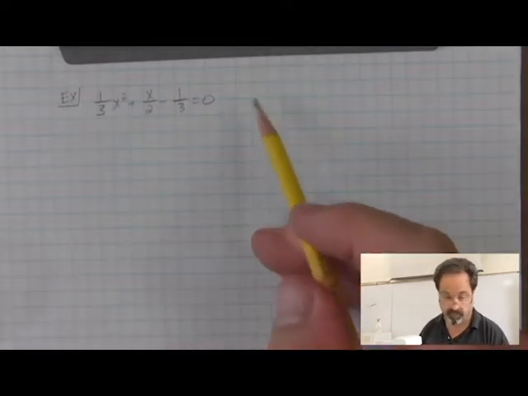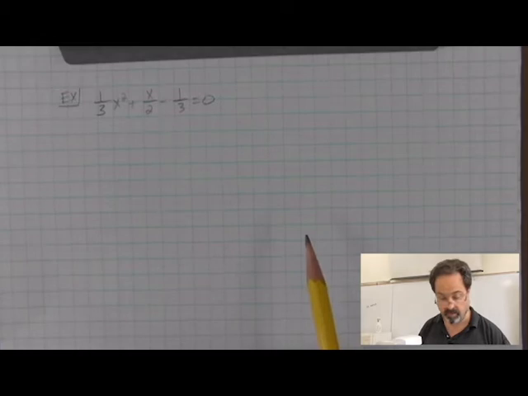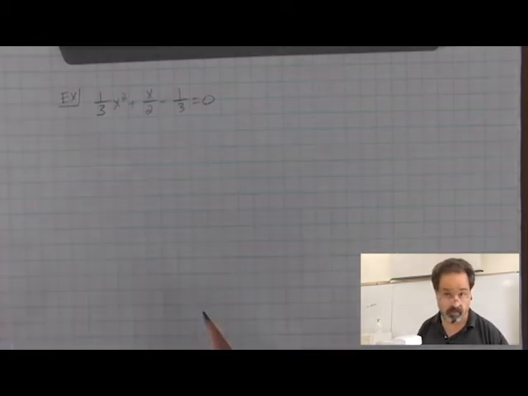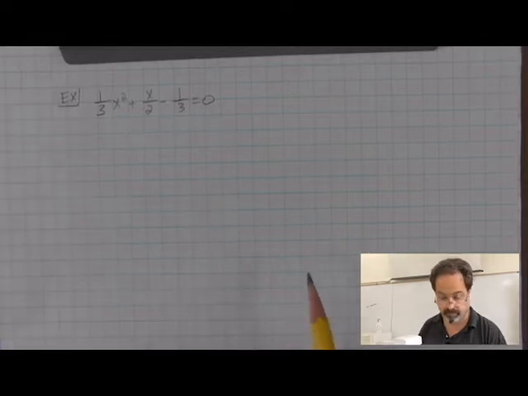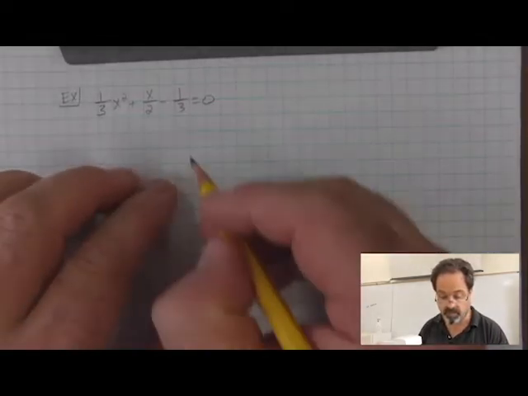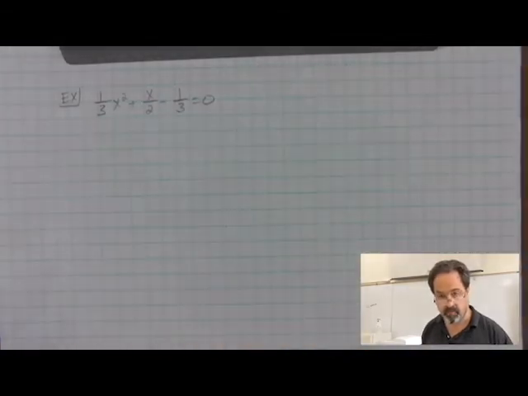The coefficients are fractions. So if I use the quadratic formula, and I could, then I would be putting fractions into the quadratic formula, which is already complicated. We could do that. It would be challenging. So I'm going to deal with the fractions first.